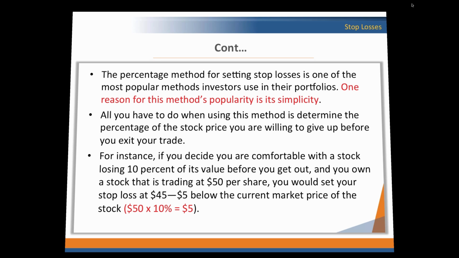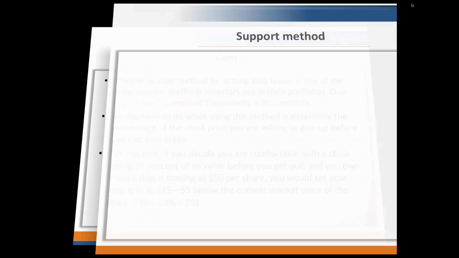Basically, if you're trading a $50 stock and you can afford to lose 10% on it, that's $5. So you put a stop loss at $45 and commit to it. That's it. You're out of it, and you move on to your next trade.